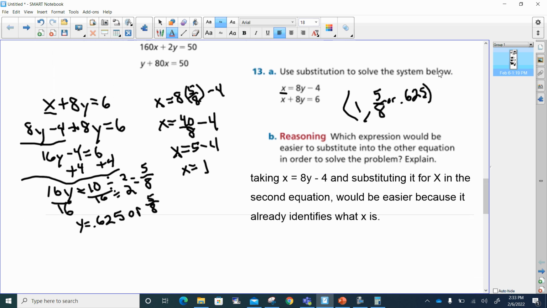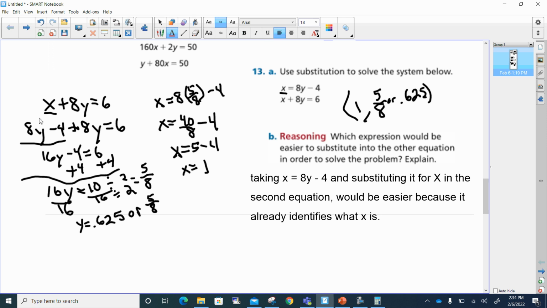We're going to use substitution to solve this system below. I already know what x is, so I'm going to use this equation and replace x with 8y minus 4. So you see over here, 8y minus 4, and now I've added 8y, and that will equal 6. Remember, x is 8y minus 4, right? And I added 8y equals 6 to it, because those were the numbers originally in there.